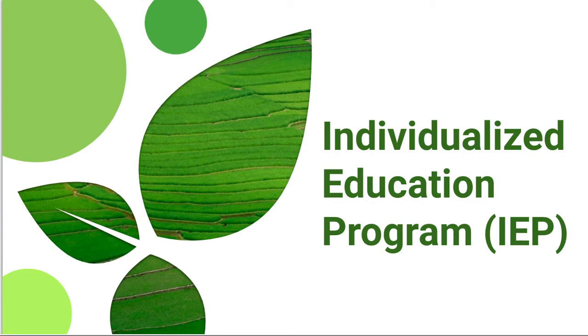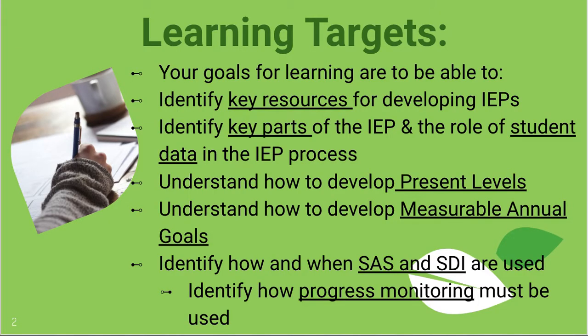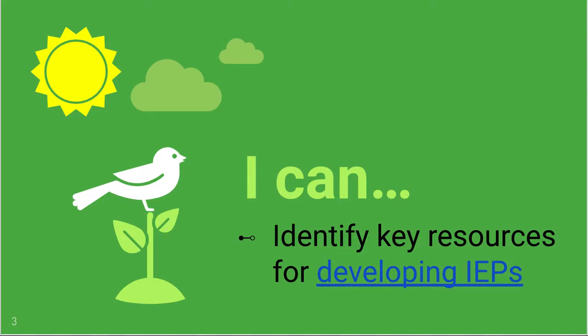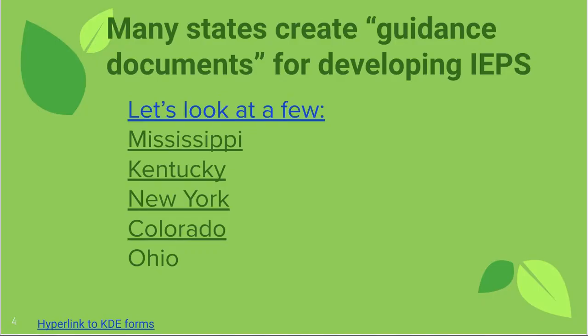So let's talk about the IEP, or the Individual Education Program. We're going to go over a few things today. We want to be able to identify some key resources for developing IEPs, the key parts of the IEP, the role of student data in that process. We're going to focus pretty specifically on present levels and measurable goals, and also look at SAS and SDI and progress monitoring. So for you today, we're going to start with identifying key resources for developing the IEP.